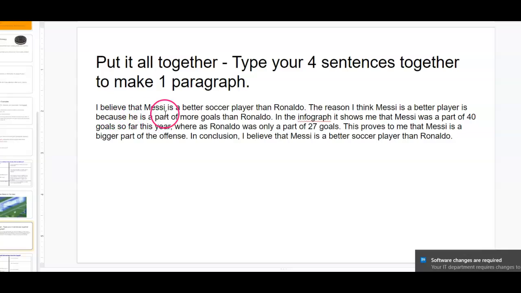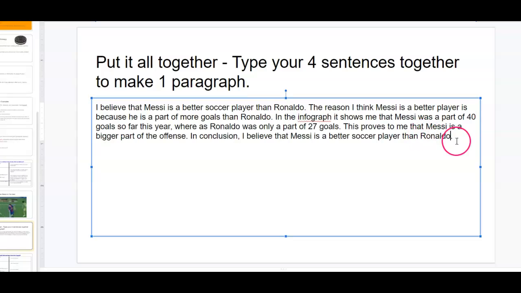It says, I believe that Messi is a better soccer player than Ronaldo. The reason I think Messi is a better player is because he is a part of more goals than Ronaldo. In the infograph, it shows me that Messi was a part of 40 goals so far this year, whereas Ronaldo was only part of 27 goals. This proves to me that Messi is a bigger part of the offense. In conclusion, I believe that Messi is a better soccer player than Ronaldo.